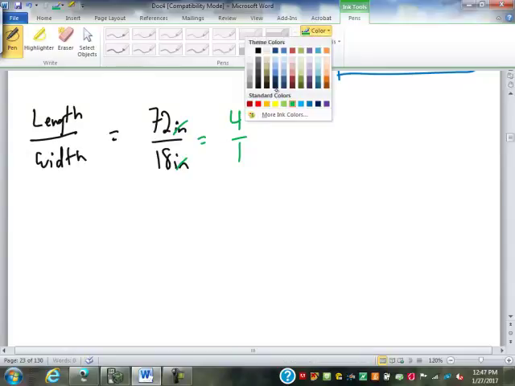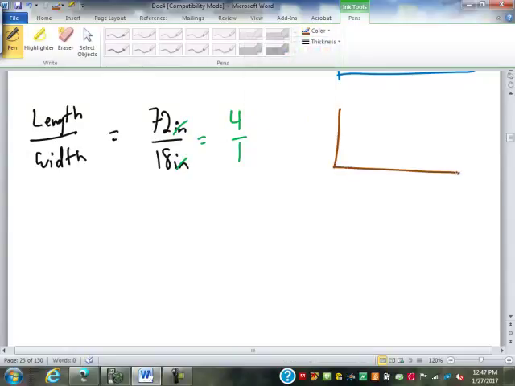You'll notice all the units disappeared. So is that 4 inches or 4 feet or what is it? Well, it doesn't matter. Ratios are unitless. What it's saying is for every 1 unit of width, whether it's 1 inch of width, there are 4 inches of length. Or if it's 1 foot of width, there would be 4 feet of length. Or if it's 1 centimeter of width, there would be 4 centimeters of length. Whatever units I'm using, for every 1 unit of width, there's 4 units of length.